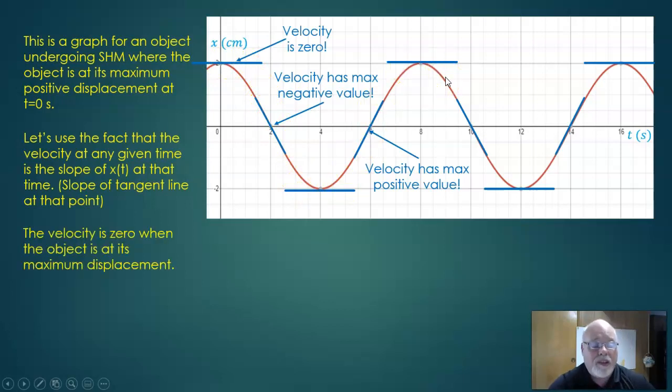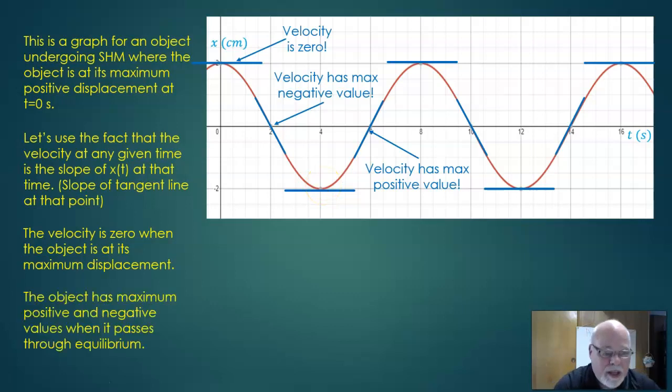In fact, we've noticed that the velocity is going to be 0 when it's at its amplitude, so that oscillator sits still for an instant of time, and then it's going to have its maximum positive and negative values when it passes through equilibrium. And whether it's positive or negative depends on which direction it's moving at that point. Negative, it's moving from the positive side to the negative side. It's going in the negative direction. Positive, it's going from the negative side to the positive side. It's moving in the positive direction.